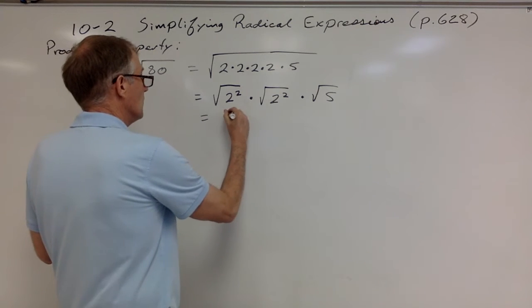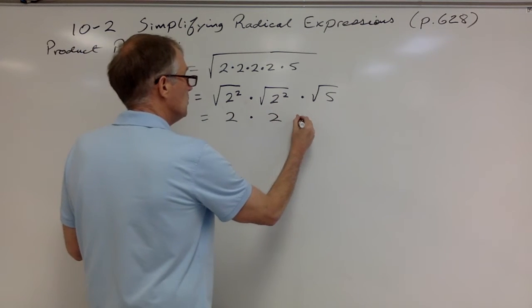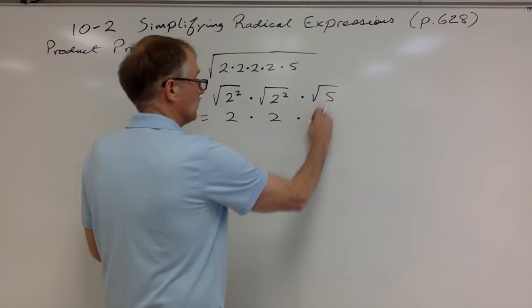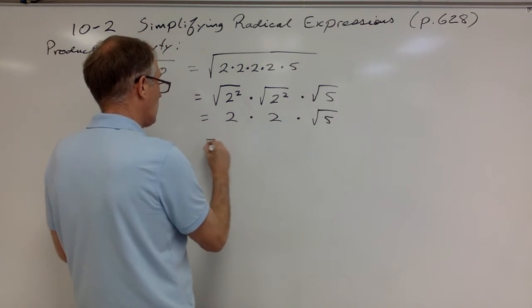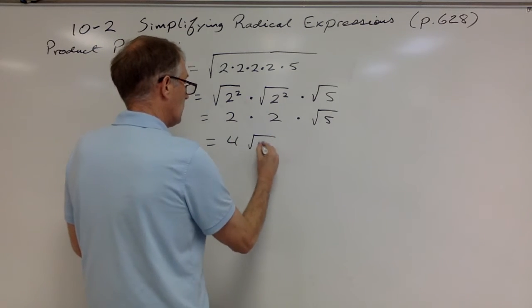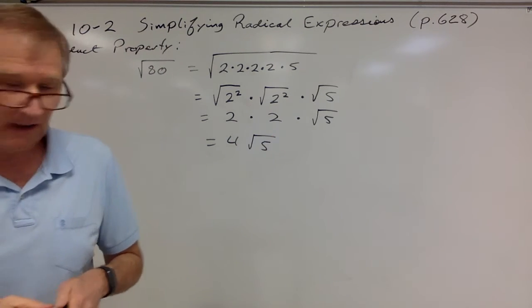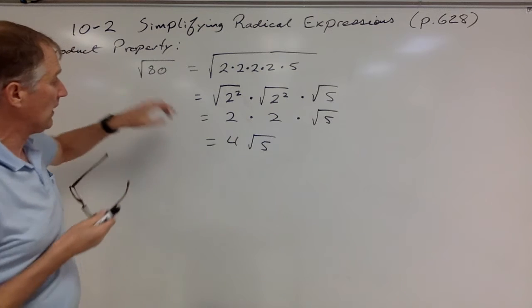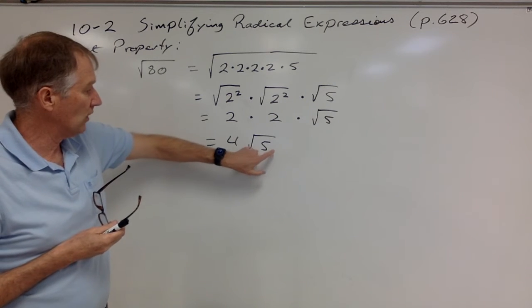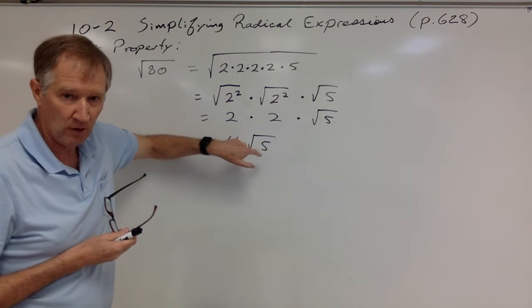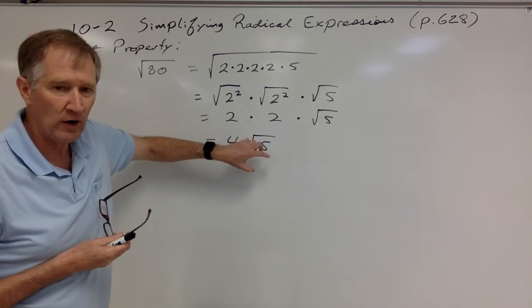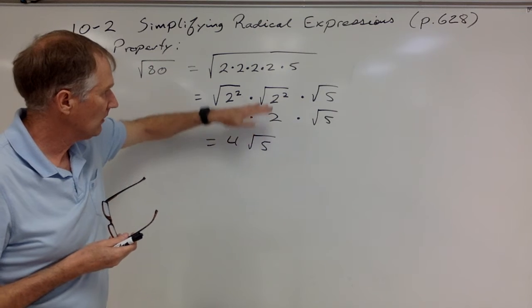So that's going to be 2 times 2 times, you can't do anything with this, times the square root of 5. Well, 2 times 2 is 4, square root of 5. That is as simple as you can get it. So a simplified radical expression is one where you can't take anything outside of the square root sign anymore, that there's no perfect squares in here anywhere.